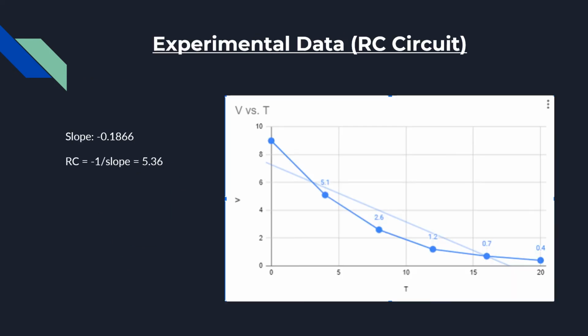Continuing the experiment, this time with 30 ohms for the light bulb, this produces the graph of the data, represented by the natural log of that data, and it gives us a slope of negative 0.1866. That will also help us get the RC value, which is 5.36.